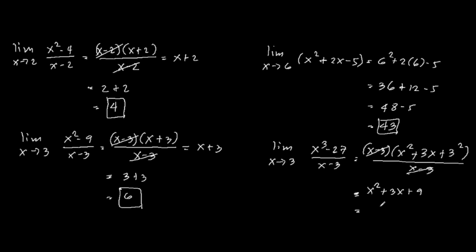We can substitute the limit x to 3, or 3 squared plus 3 times 3 plus 9, or equivalent to 9 plus 9 plus 9. 9 plus 9 is 18, plus 9 is 27. So the value for the limit is equivalent to 27.